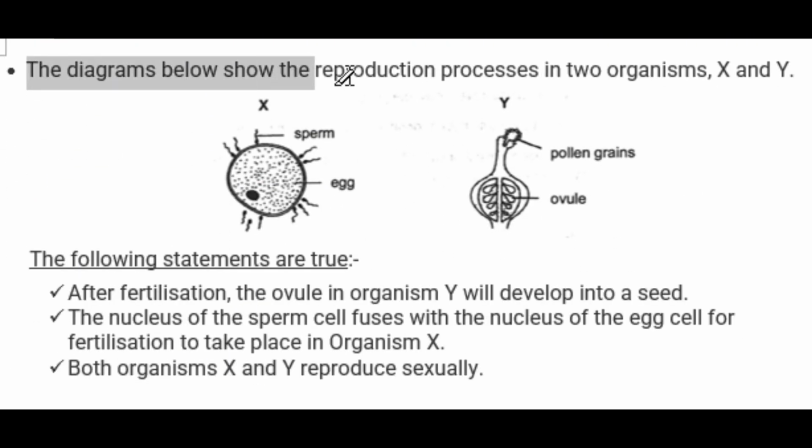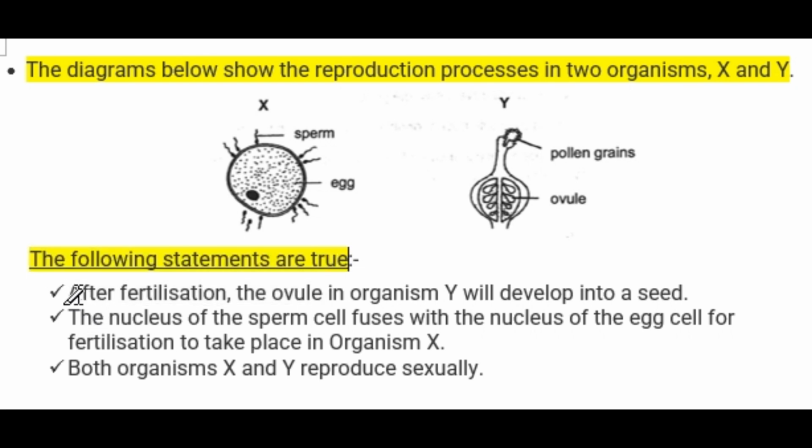The diagrams below show the reproduction processes in 2 organisms, X and Y. The following statements are true. After fertilization, the ovule in organism Y will develop into a seed. The nucleus of the sperm cell fuses with the nucleus of the egg cell for fertilization to take place in organism X. Both organisms X and Y reproduce sexually.